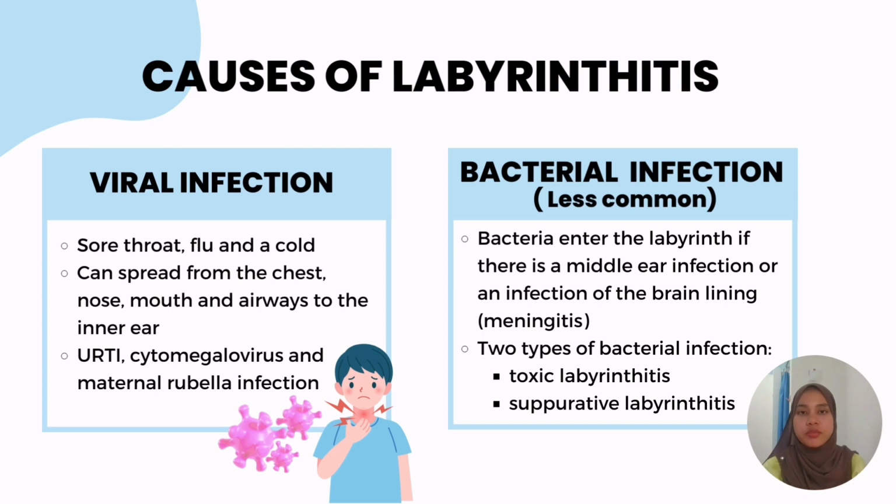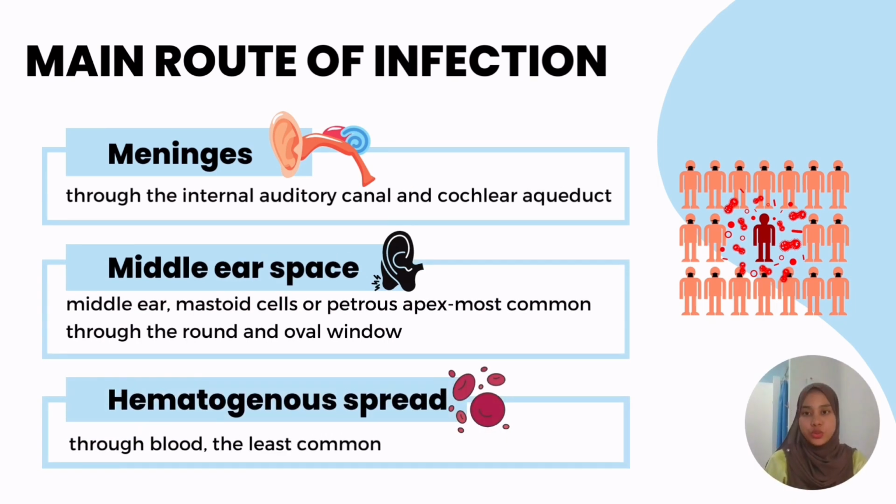Very occasionally, labyrinthitis may be caused by a bacterial infection in the middle ear that spreads to the inner ear. It is more likely to affect young children and can be serious. There are two types of bacterial infection, which are toxic labyrinthitis and suppurative labyrinthitis. Toxic labyrinthitis is the result of sterile inflammation of the inner ear following acute or chronic otitis media or early bacterial meningitis, while suppurative labyrinthitis is the direct infection of the inner ear by bacteria.